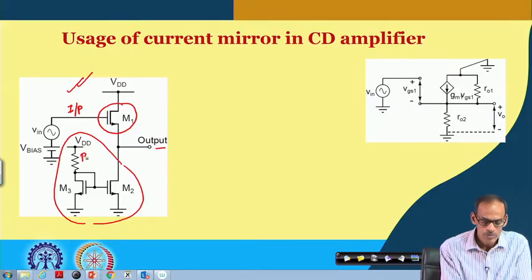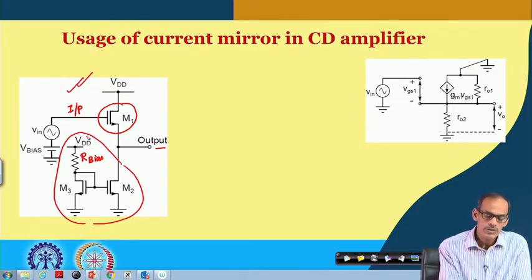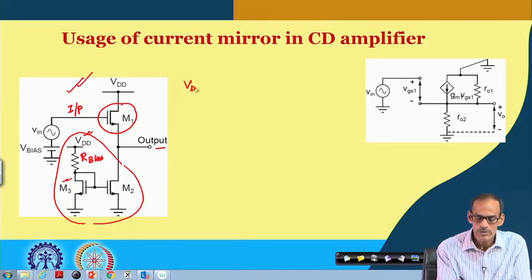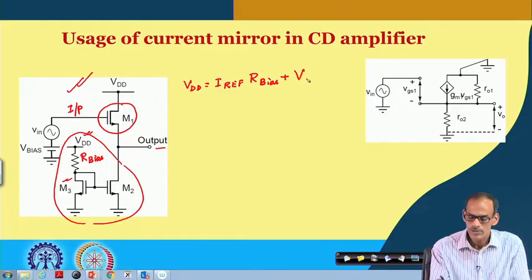We have a resistor R bias, and this R bias is connected between the supply voltage and the diode connected transistor M3. So, we can say that VDD equals I, whatever bias current we have, or we can say I reference, multiplied by R bias plus VGS of transistor 3.